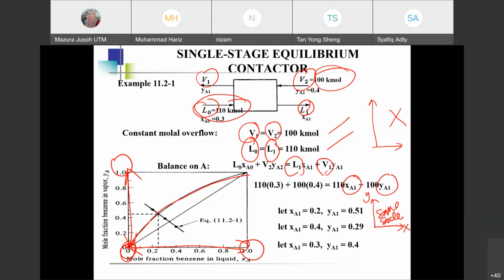With 0.2 here, when you calculate with this equation, you will get 0.51. So this is 0.2. Not with the graph, with the equation first. So let me show you. This is 0.2, and what you get is 0.51 for that point from the equation. So this first point is 0.2 and 0.51.